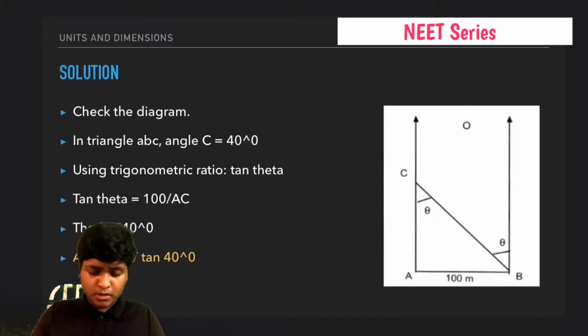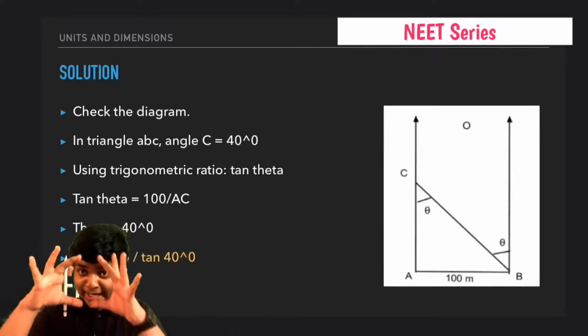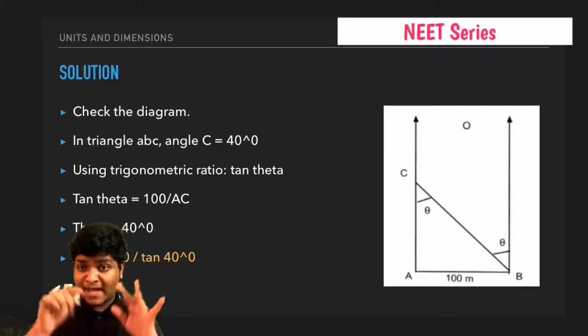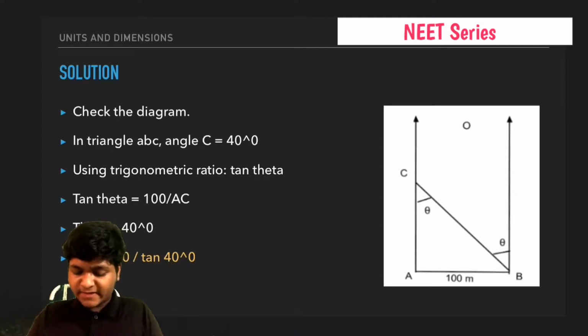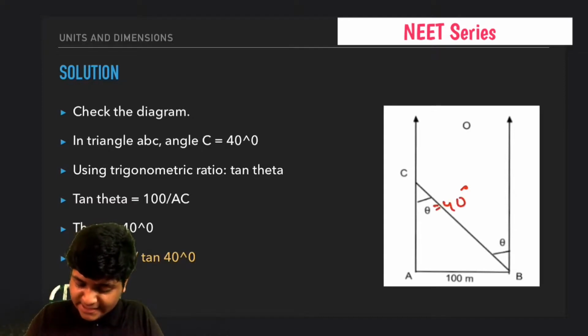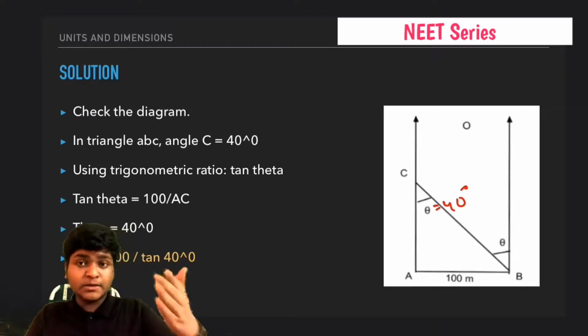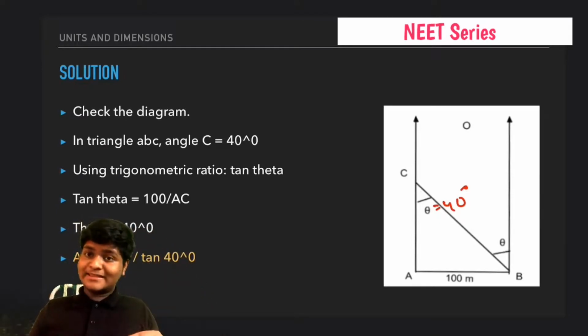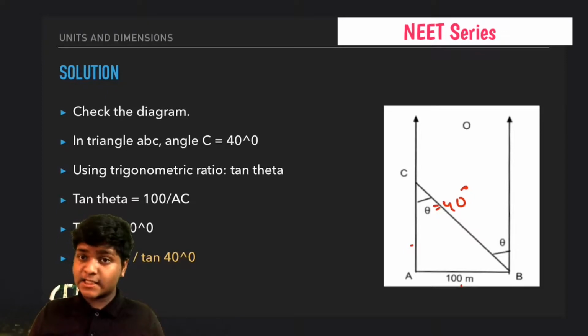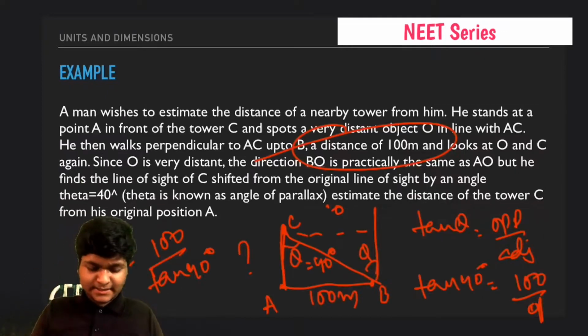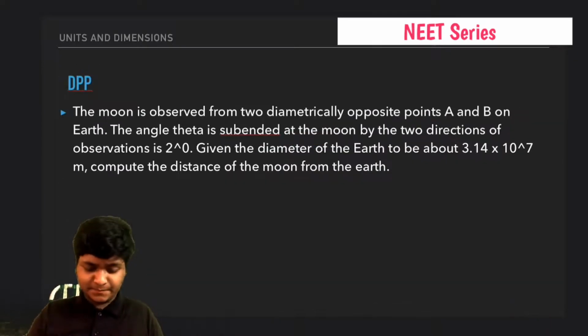So here is the solution for you. I have also made a detailed picture because my handwriting is very ugly, so I made this picture using MS Paint. Check the diagram. In triangle ABC, angle C is equal to 40 degrees, and using the trigonometric ratio, tan theta is equal to 100 by AC, opposite by adjacent. Theta is 40 degrees, so AC is equal to 100 by tan 40 degrees. We have got the answer finally.